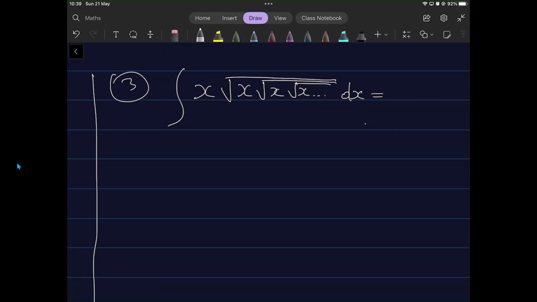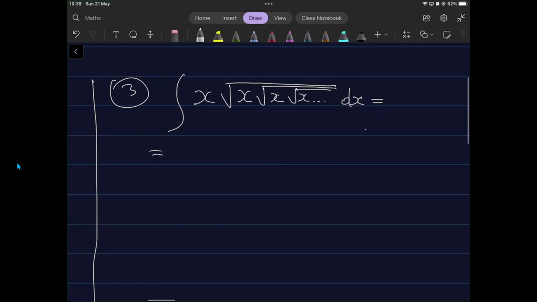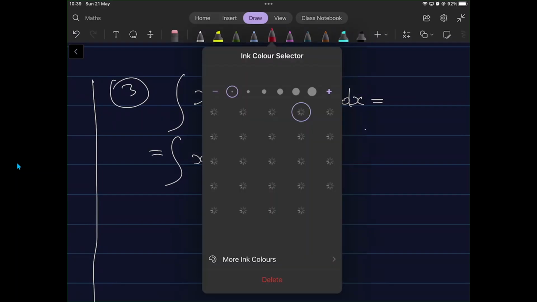Right, now we have this weird integral with nested square roots. What is going on here? Well, the trick is to use power rules. So let's rewrite the integral as x to the power of 1. I'll put the powers in red. Times x to the power of a half.